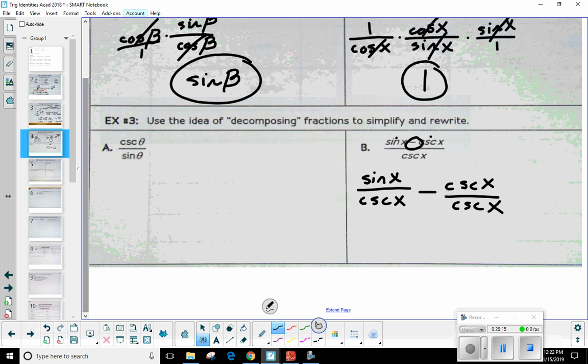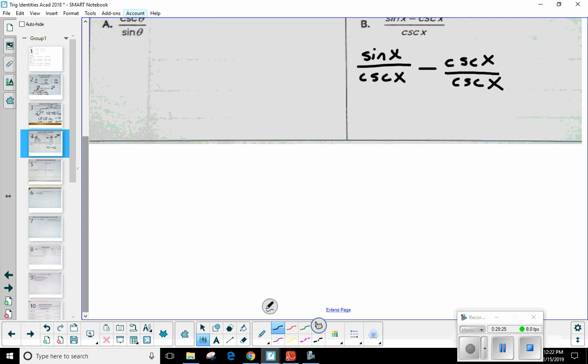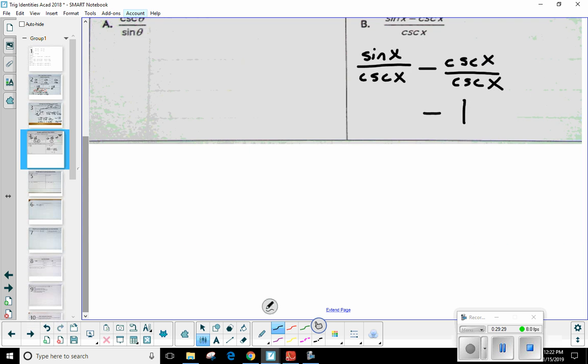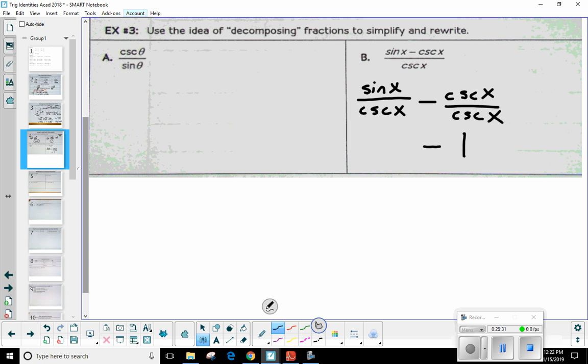Okay, let's go ahead and run through this. Now, everybody's okay with how I broke it apart into the two fractions? Okay, well, what's cosecant over cosecant? That's 1. So we definitely have that minus 1. Okay, but walk me through, how am I going to simplify sine over cosecant? Okay, so I can pull the sine x out over. So I just separated it.